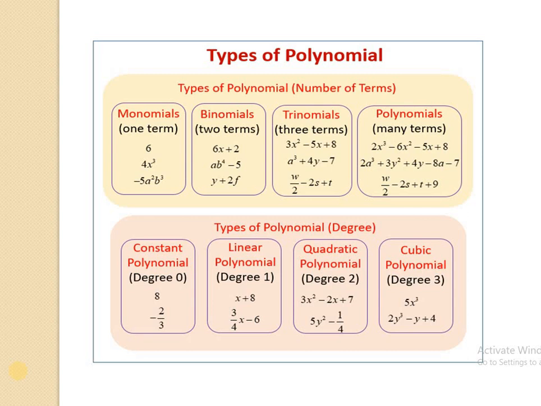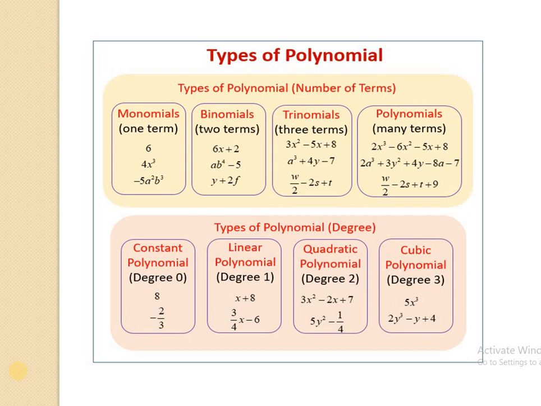Another example is a cube plus 4y minus 7. And next example is w over 2 minus 2s plus t. Here different variables are there, but the number of terms present in it is 3. Now polynomials, which has many terms. For example, 2x cube minus 6x square minus 5x plus 8. Next example is 2a cube plus 3y square plus 4y minus 8a minus 7. And another one is w over 2 minus 2s plus t plus 9.